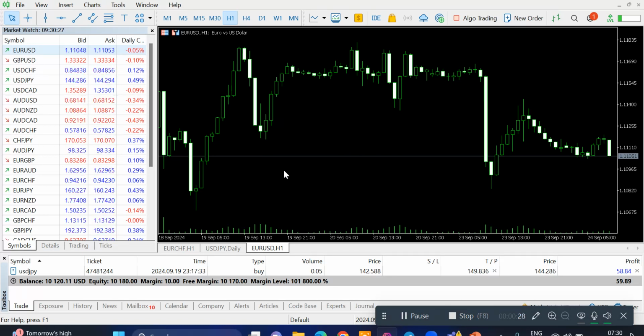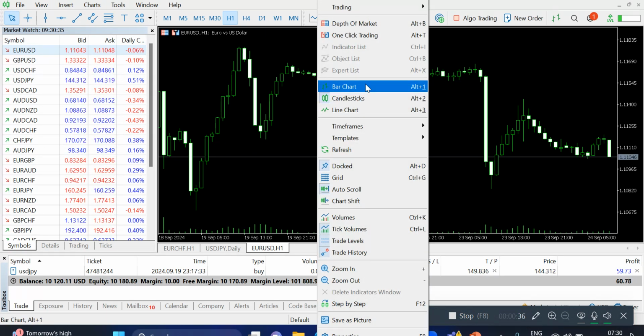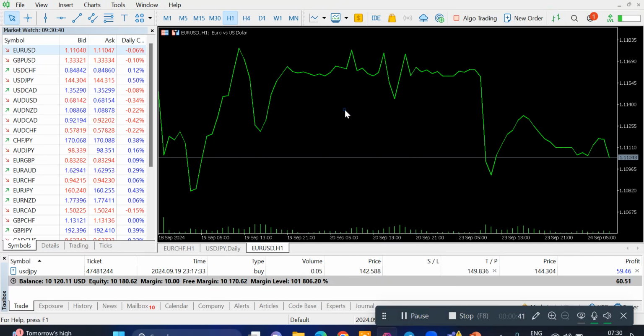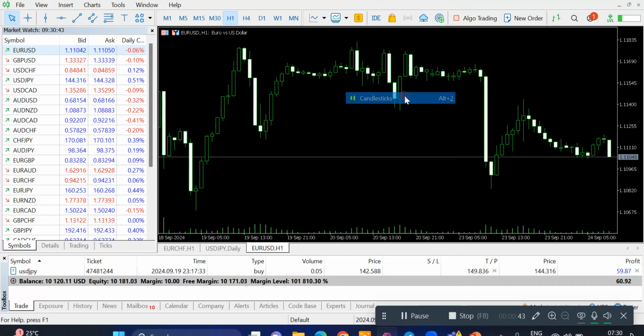Okay, so there are three major ways prices are represented. The first one is the bar chart. The second one is the line chart, and the third one is the candlestick. So the candlestick is a representation of price movement so that traders will understand what has happened in the past to be able to use it, especially for technical analysis, to ascertain what price will most likely do next.